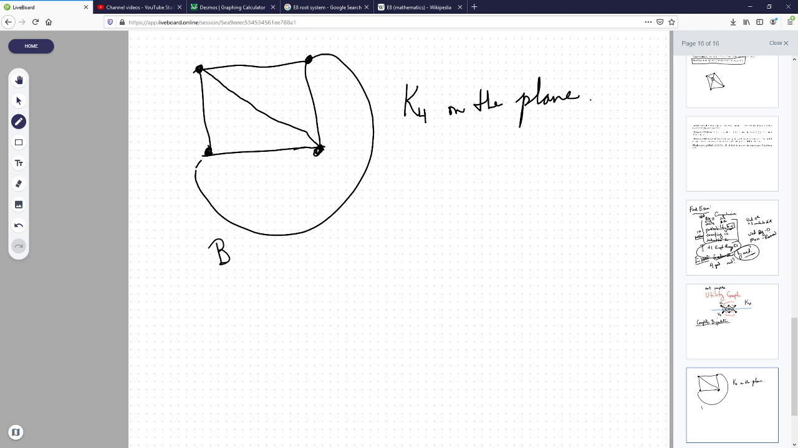But now, of course, you knew there had to be a but somewhere in this, right? K5 cannot be done.